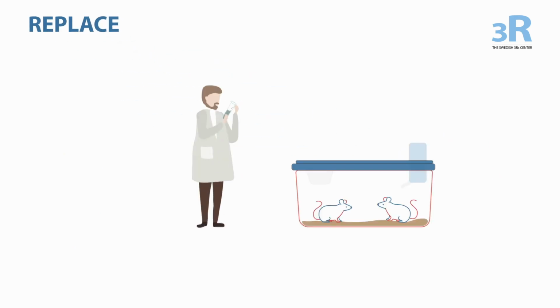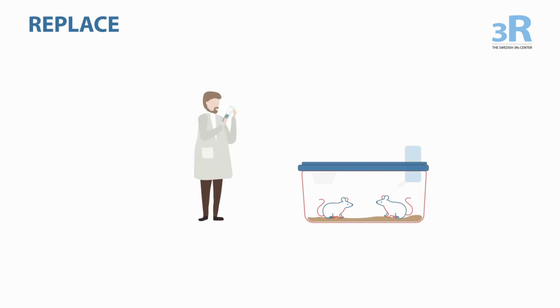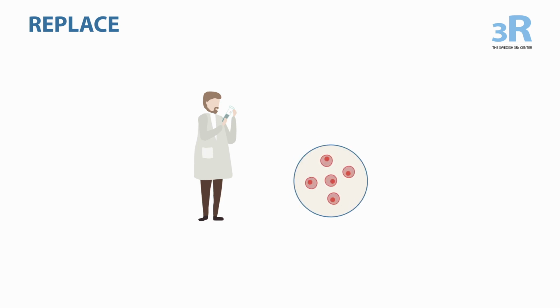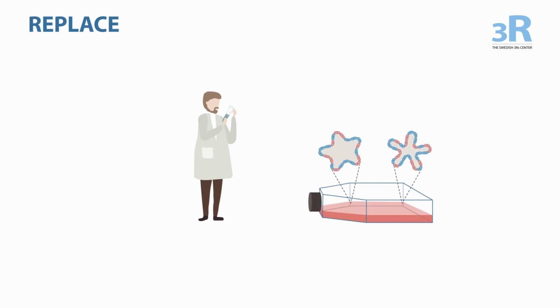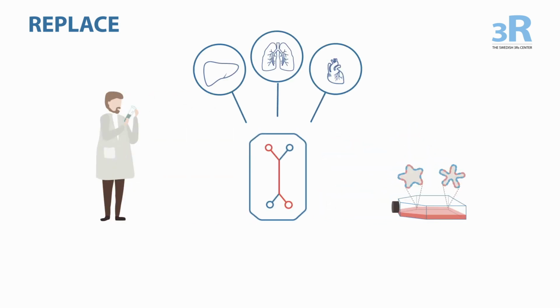Replacement means that researchers use other models than animals to get the same or better results when seeking answers to their research question. For instance, researchers culture cells in laboratories. Such cell models can be quite simple, but the technique is getting more and more advanced. Today, researchers use mini organs called organoids and cultured cells on a chip called organ-on-chip.